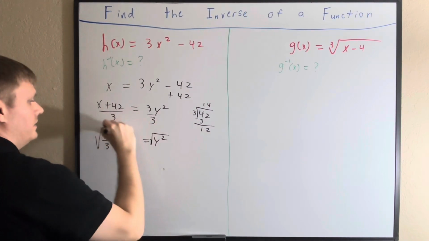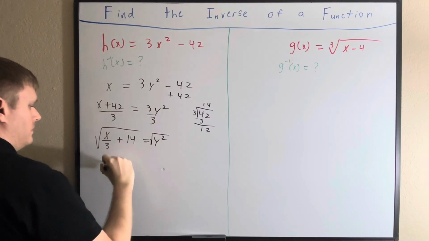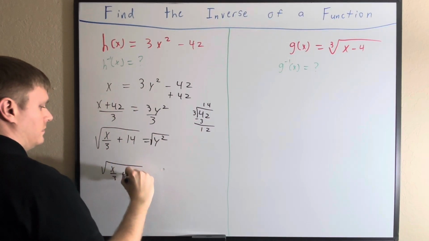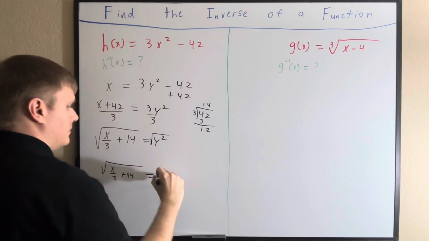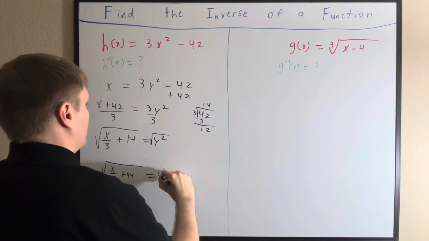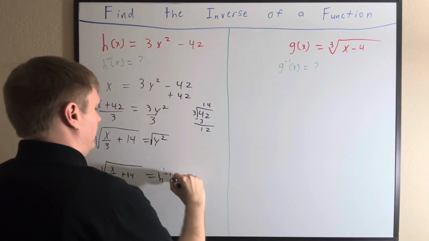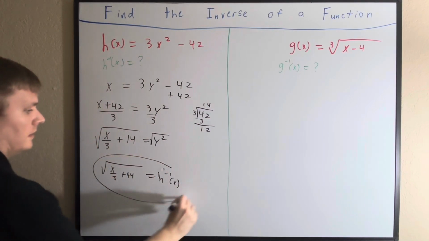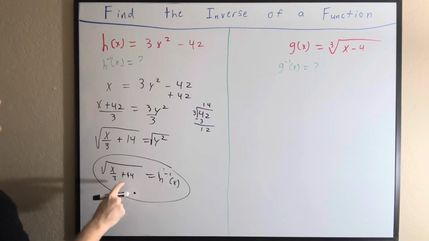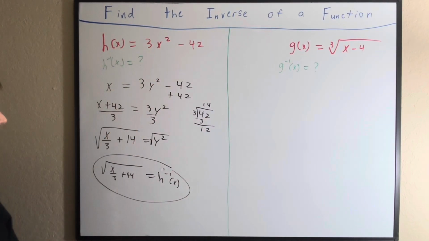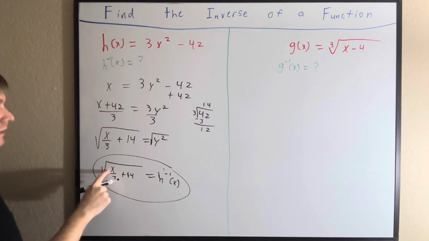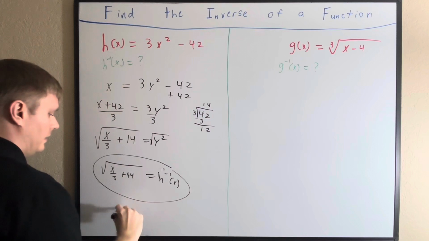Square root both sides, right? H inverse of x. You can check my math by putting that whole thing in for x up here, or vice versa. You could put this whole thing in for x down here, and you should get x.